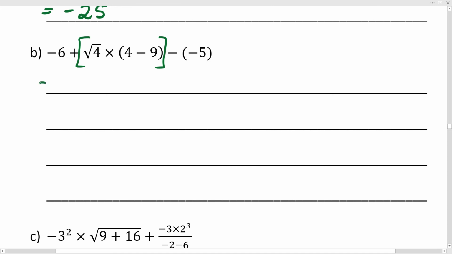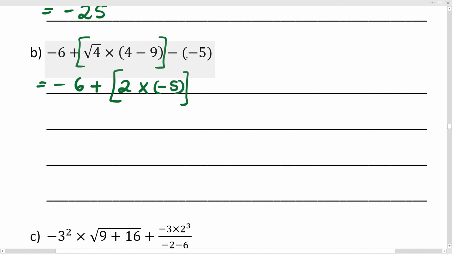I'm going to copy and paste my -6. Then I'm going to say plus. Right, let's simplify what's in here, and then we'll simplify even further on the next line. What is root 4? It's 2. I'm sure you know that. Times, remember brackets first, BEDMAS. What is 4 minus 9? 4 minus 9 is negative 5. So it's actually 2 times negative 5. You could put baby brackets in there as well if you wanted to.